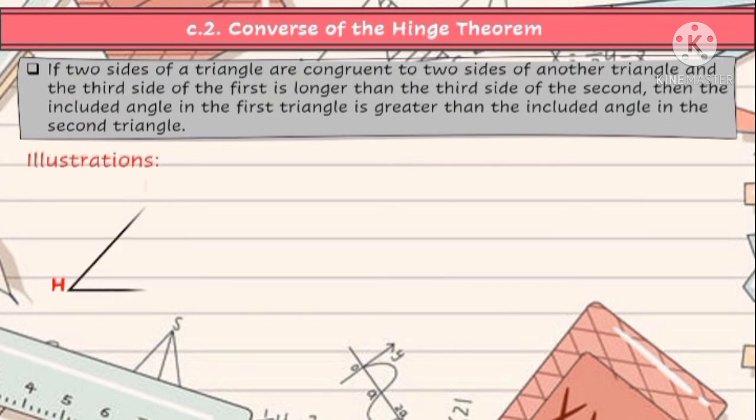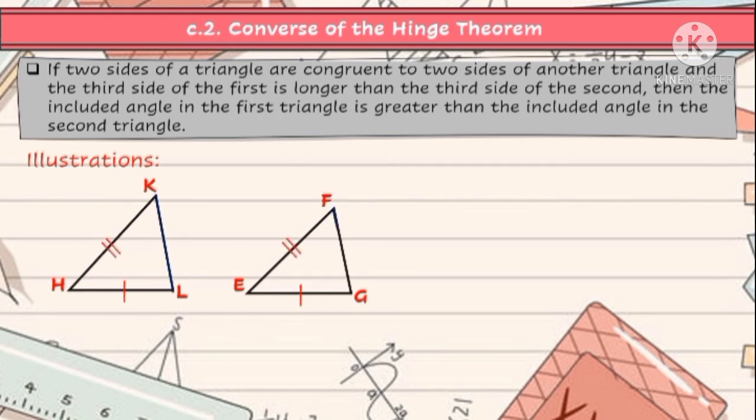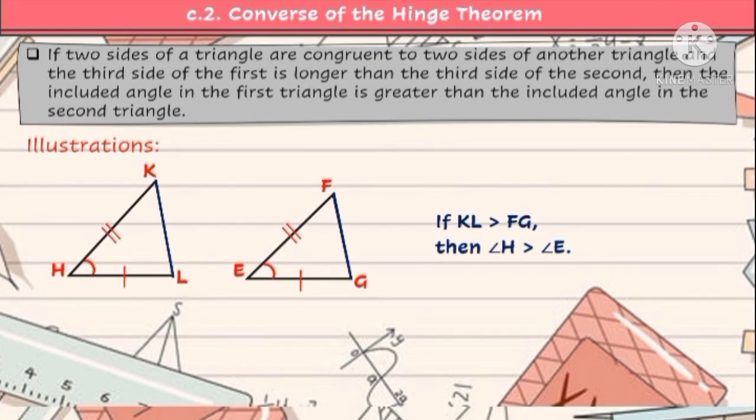For the illustrations, given the same triangles HKL and EFG, the congruent sides are HL and EG, and HK and EF. For the first triangle, if KL is greater than the third side of the second triangle, FG, then the included angle in the first triangle, angle H, is greater than the included angle in the second triangle, angle E. This is the converse of the Hinge Theorem.